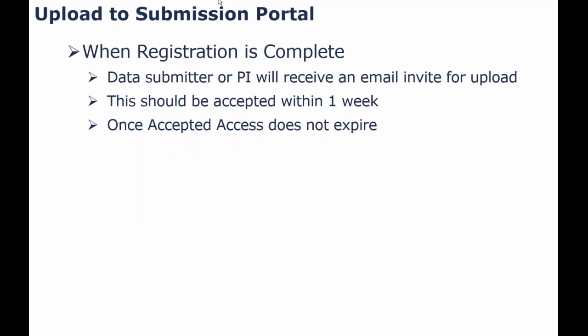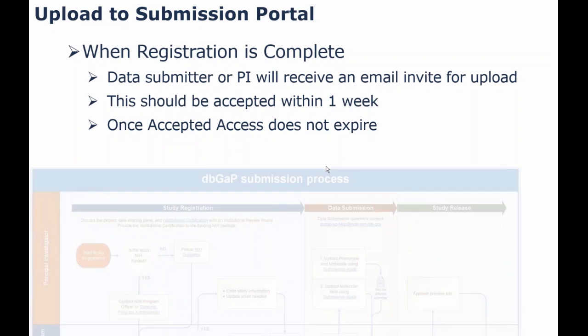So once you've formatted your data and your study is completely registered, you'll want to upload your data, and the way to do that is through our submission portal. And as I said earlier, the data submitter or PI will receive an email invite for upload. Now, this invite happens automatically once the study is completely registered. But I want to point out that this invite should be accepted within 1 week. Now, you don't have to submit within 1 week. You just have to accept it within 1 week. Otherwise, we'll have to reissue it. Once accepted, the access doesn't expire unless you tell us to.